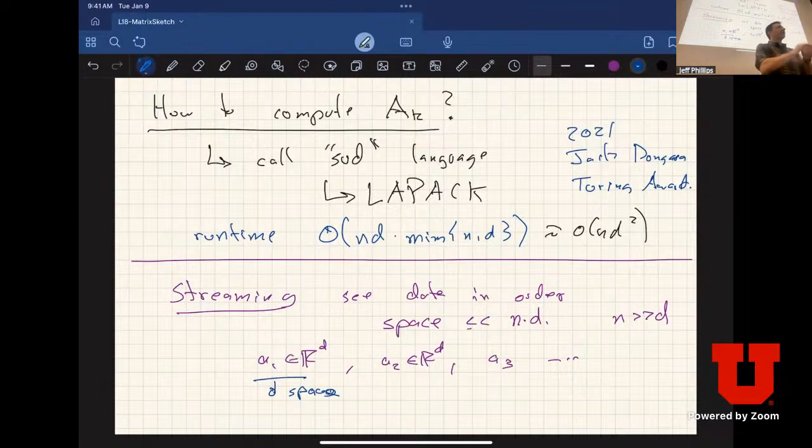I want to get the top principal components, and maybe I can make another pass over to project it down, or I want to know the mode, the direction of the most variation, or the top few directions of most variation. Okay, so that's kind of the scenario we're looking at.